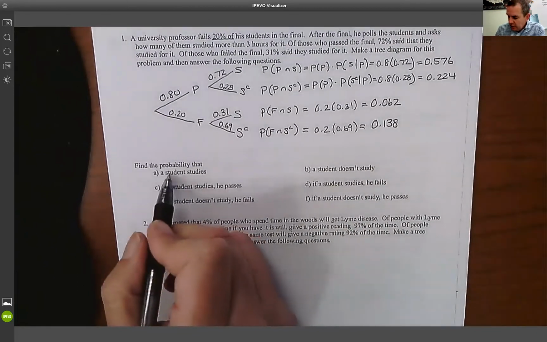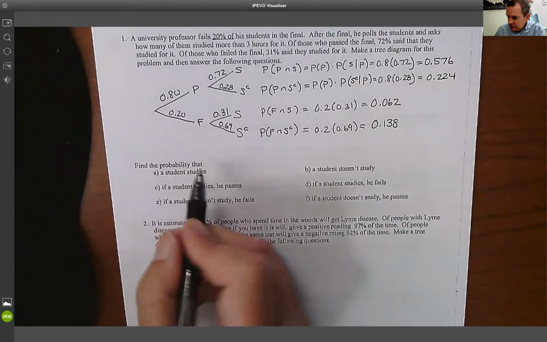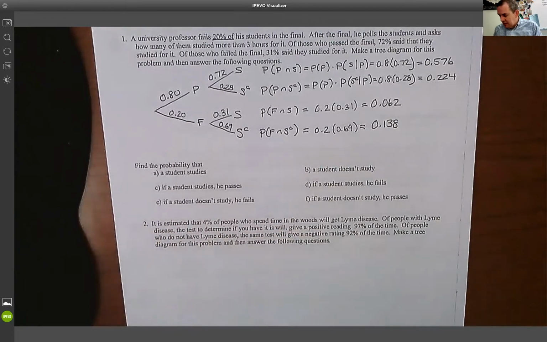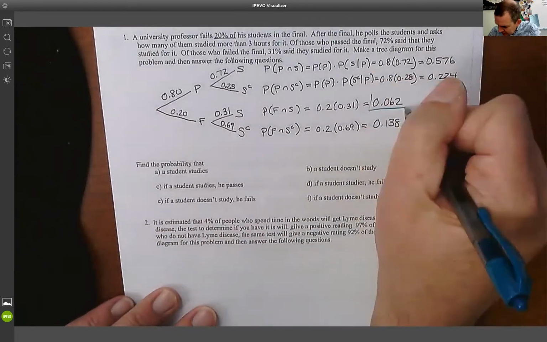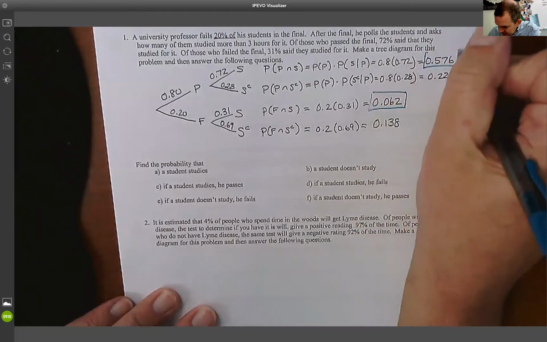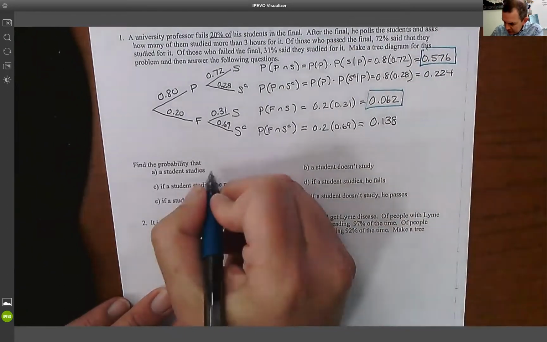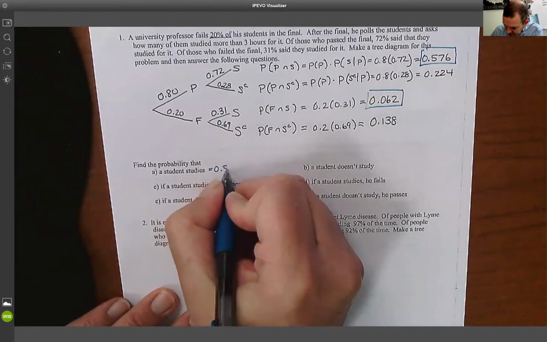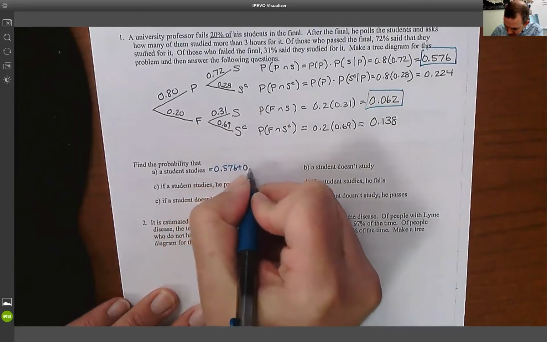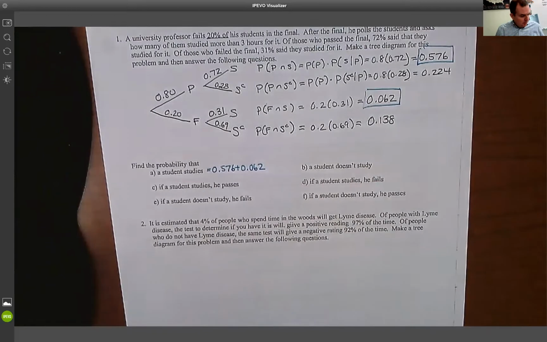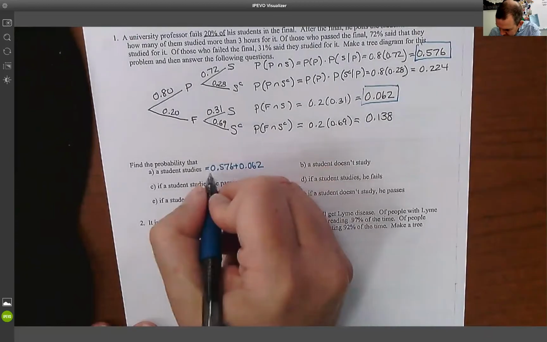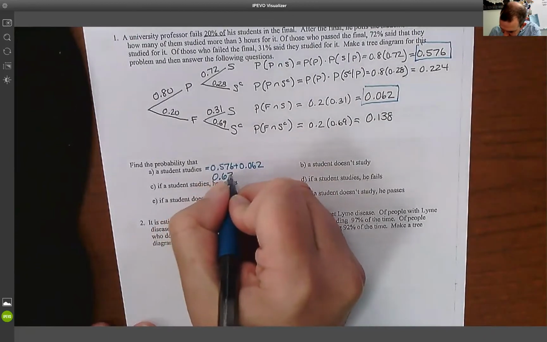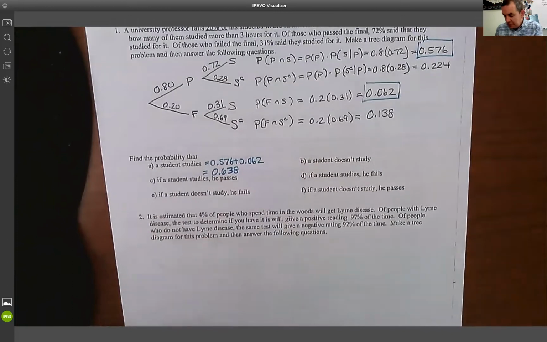So now, what is the probability that a student studies? Well, the places where they study here, and they study here. So what I'm going to do with those two numbers is I'm going to add them together. So it's 0.576 plus 0.062. And when we do 0.576 plus 0.062, we get 0.638. So the probability that someone studied was 0.638.